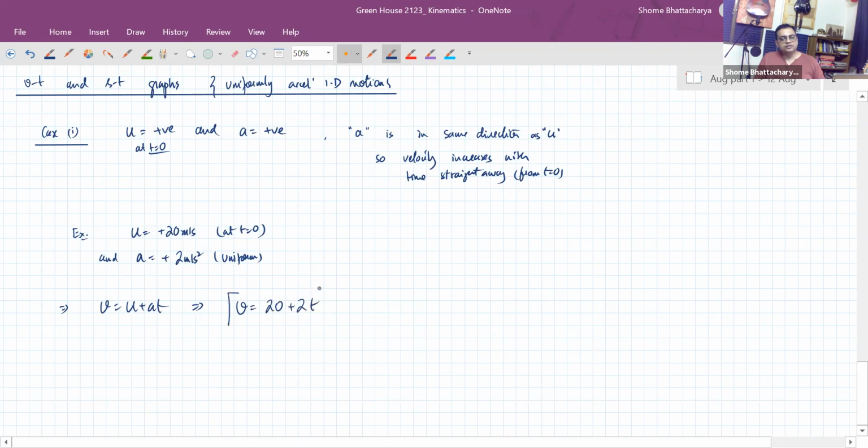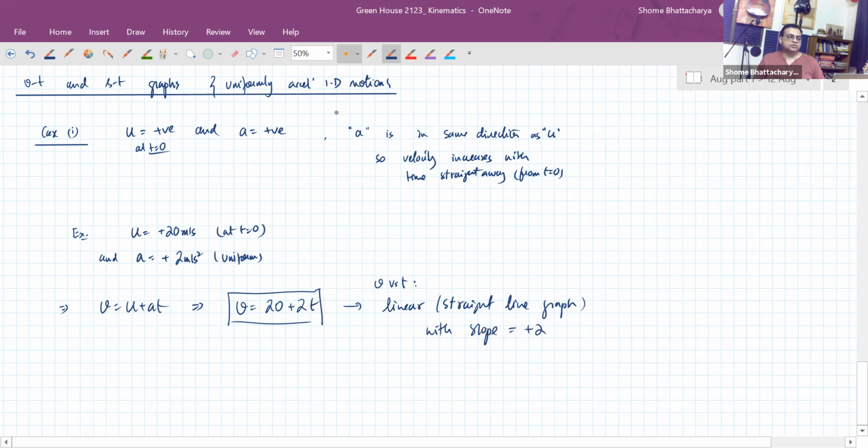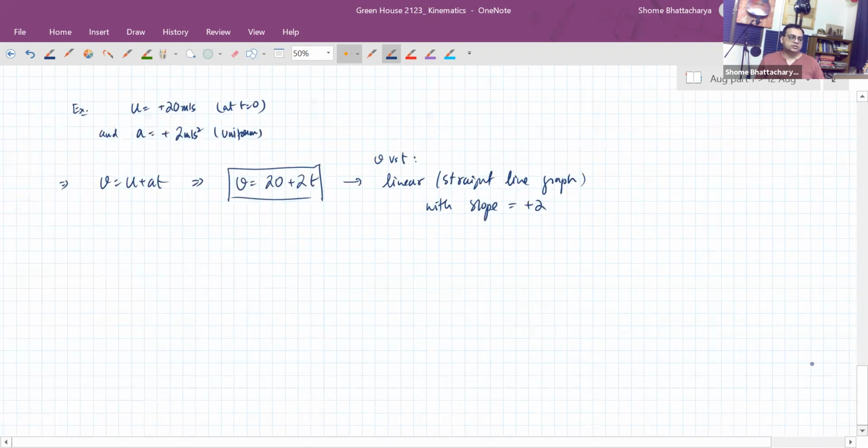What kind of graph will this be? V versus t will be a linear or straight line graph with a slope of +2. So that graph will look like this.